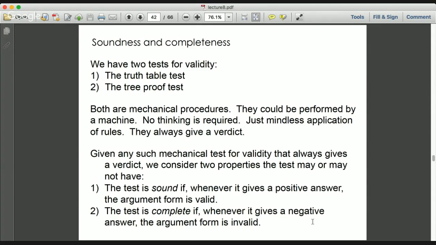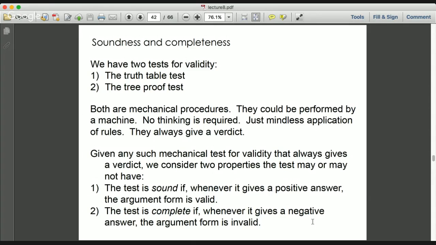Regardless, I think we could just call this the test is positive, or at least the proof theory is adequate if there were, and there's two aspects to it. And we could call it schmerb and blurb. It doesn't really matter what these words are. The test is schmerb if whenever it gives a positive answer, the argument form is valid, and it's blurb if whenever it gives a negative answer, the argument form is invalid.